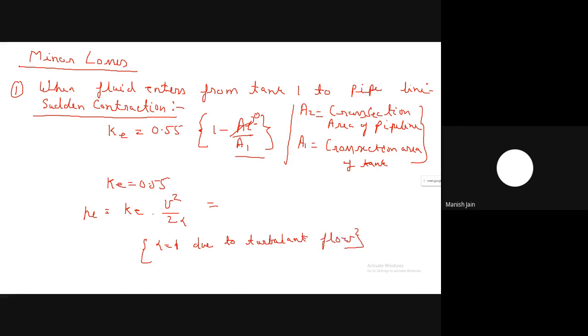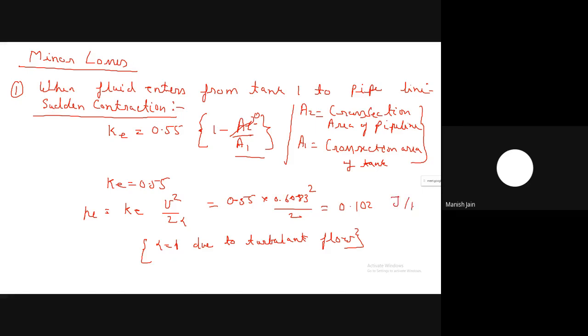Okay, just substitute the value of K is 0.55 multiplied by V square. V value is 0.6. What is the value of V? 0.6083 square divided by 2. When you solve, the value will come 0.102 joules per kg.